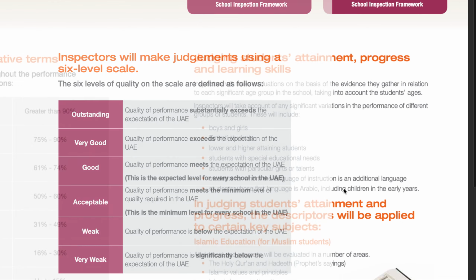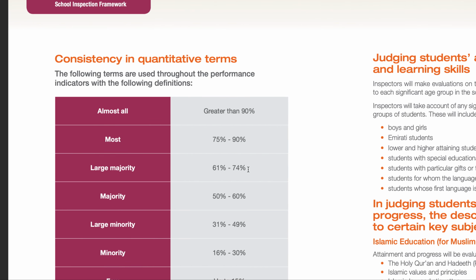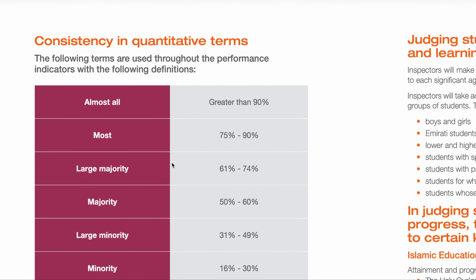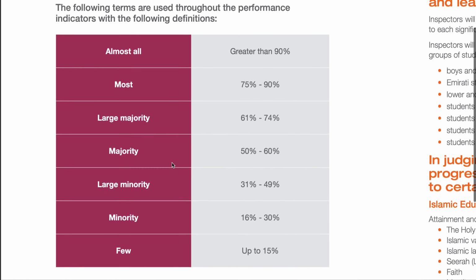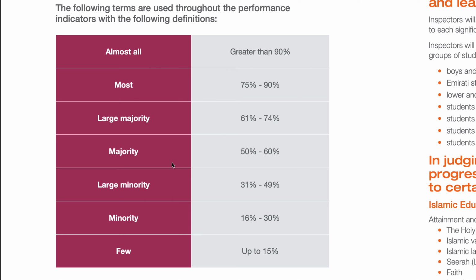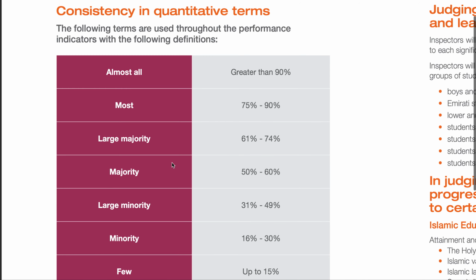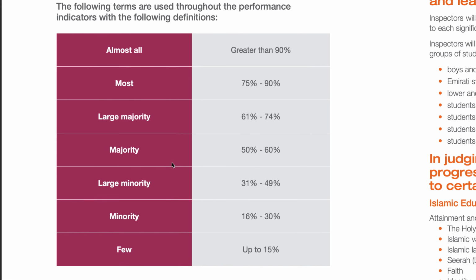This is very important here, which is the judgments and the consistency of the quantitative terms. We need to know the quantitative terms that are being used. They are not only used by the inspectors, they should also be used by educators, teachers, and administration. The quantitative terms should be communicated clearly to the teachers and the staff, and especially to the committees working on specific performance standards.